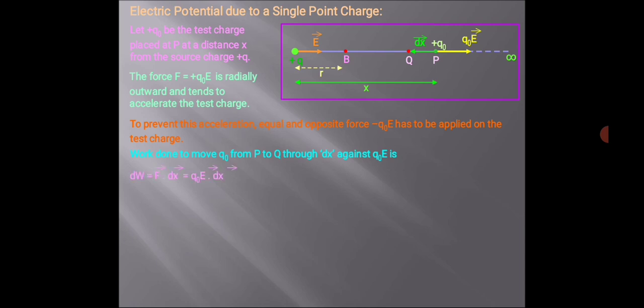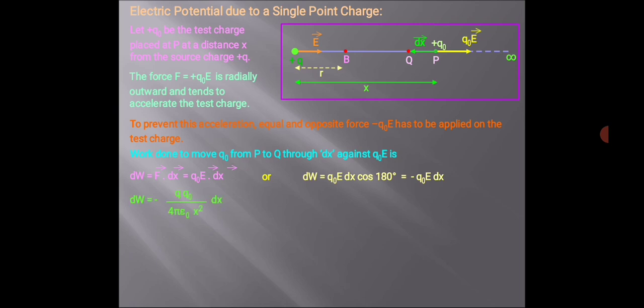is work done is equal to force into displacement. dW is equal to vector F dot dx. F is equal to Q naught vector E, so Q naught vector E dot vector dx, or we can write dW is equal to Q naught E dx cos 180. Why? Because we are applying the force against the electrostatic repulsion, so angle is 180 degree. So finally we have minus Q naught E dx.